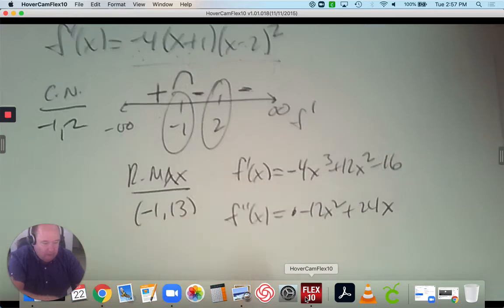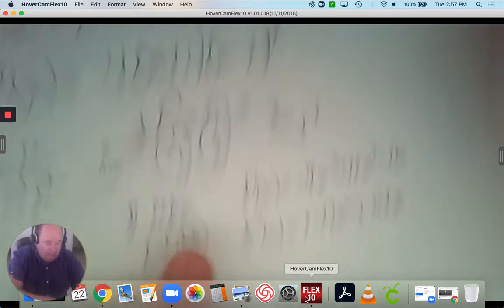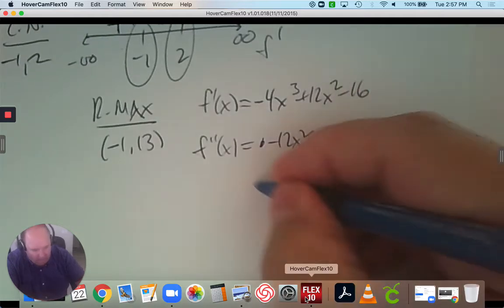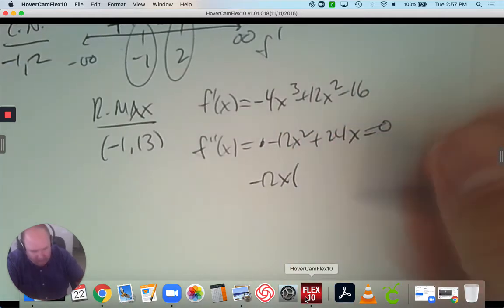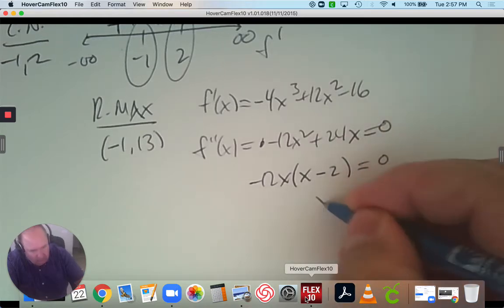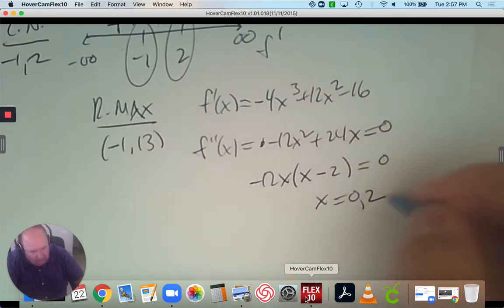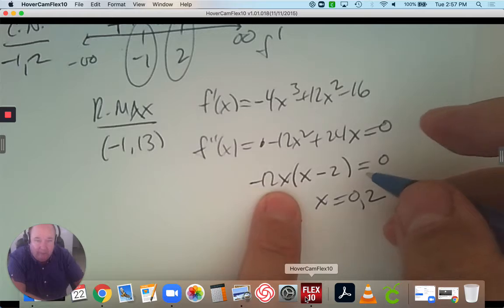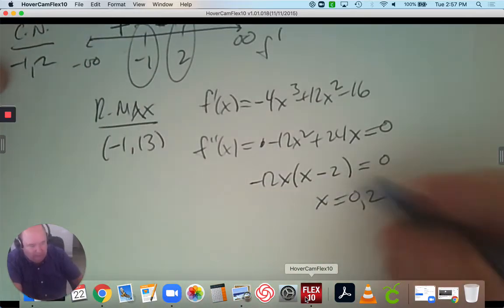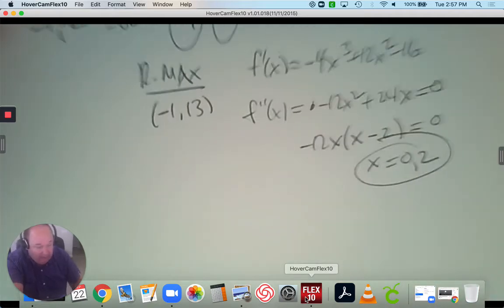So I got the first derivative from the expanded form, and then I took the derivative again, set it equal to 0, and I'm going to factor this. So I'm going to factor out a negative 12x, and I get x minus 2. So the two answers are 0 and 2. So negative 12x gives you 0, and x minus 2 gives you positive 2. So those are my critical numbers for the second derivative.